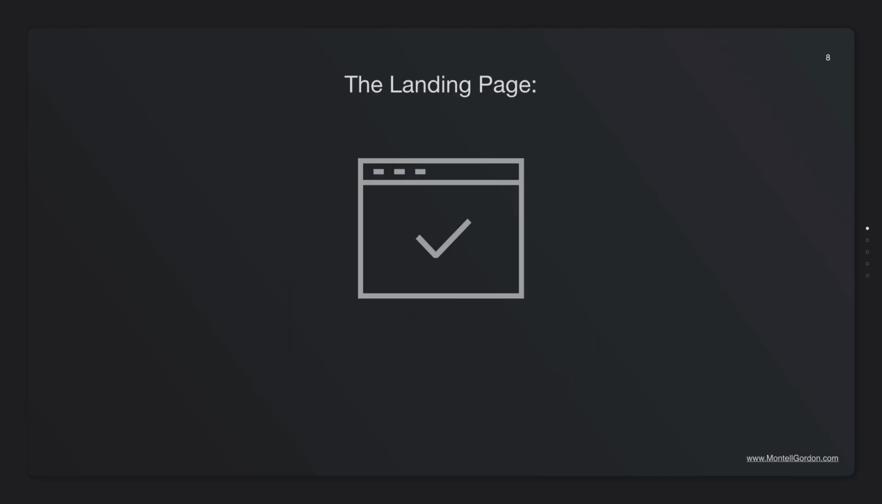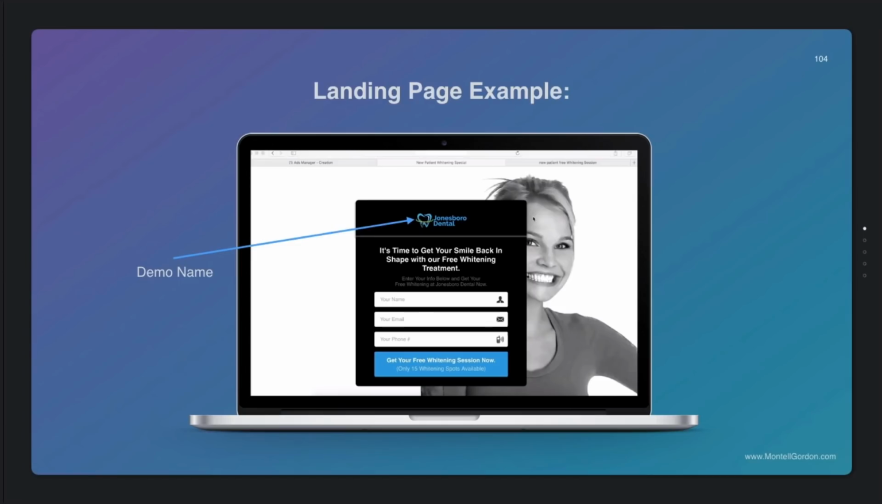So after that traffic has clicked the ad, they get taken to a specific page, like I said, called a landing page, that's specifically designed to have zero distractions on screen, to serve one function only, which is to get people to input their information, such as their name, email address, and phone number. So this is the actual landing page I used.